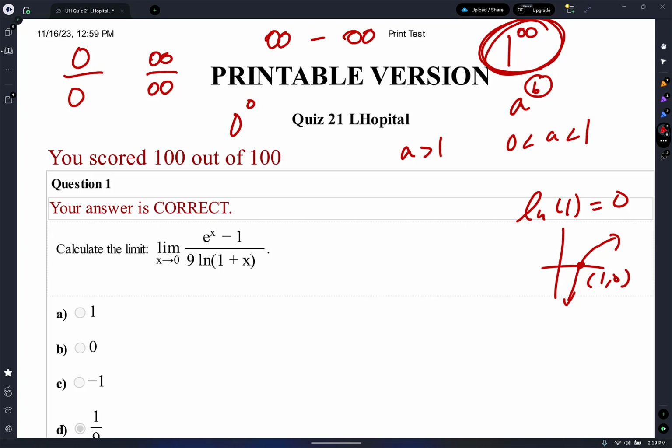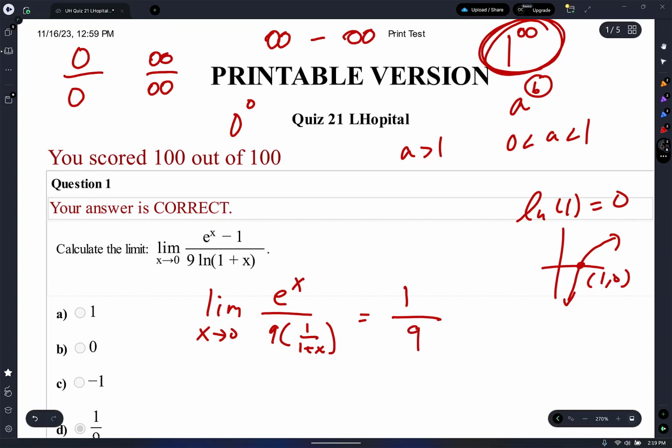So I'm going to take the derivative. I'm going to write limit as x approaches 0. The derivative of e to the x minus 1 is e to the x, over 9 times the derivative of ln of 1 plus x, which is 1 over 1 plus x. Now I check. I no longer get 0 over 0, so I'm good. If I plug in a 0, e to the 0 is 1. And 1 over 1 plus 0 is 1. So 9 times 1 is 9, so the answer is 1/9.